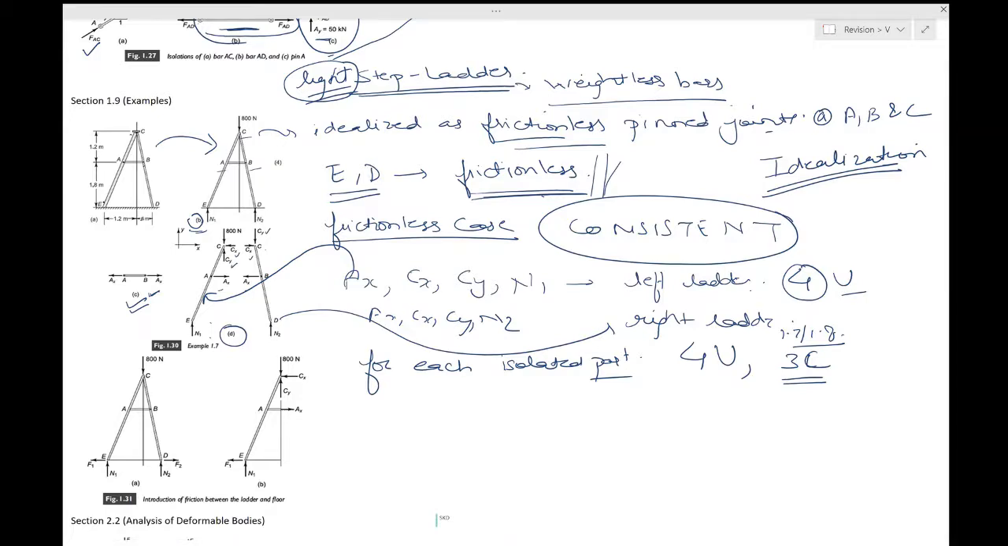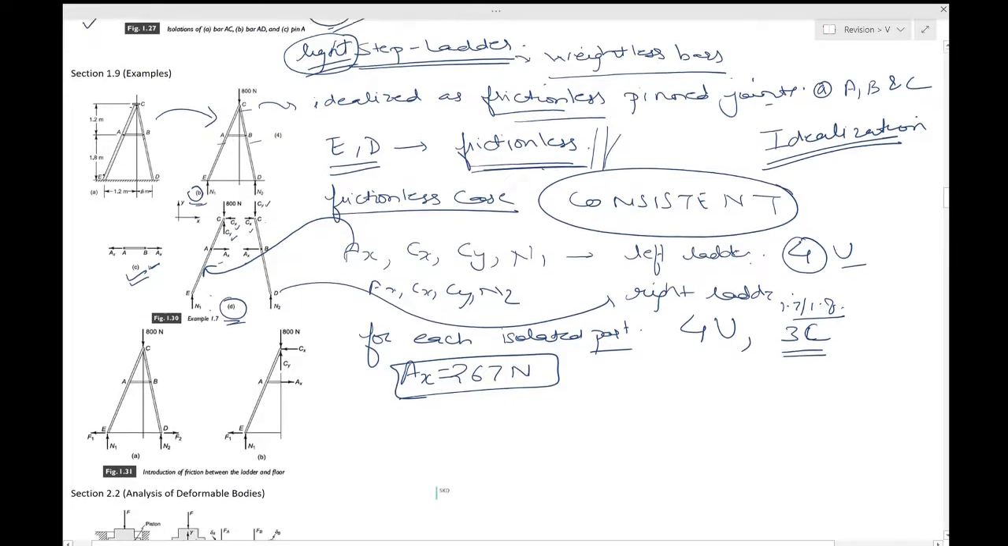Okay, so another way clearly is to make use of 1.30D, this one, in which the entire structure is isolated. The external forces N1, N2 and the 800 Newton load must satisfy the equilibrium conditions. So you will be able to find the value of Ax in this case, and that would be 267 newtons. You can see the actual solution in your textbook, but we are discussing only the theoretical concepts behind this.